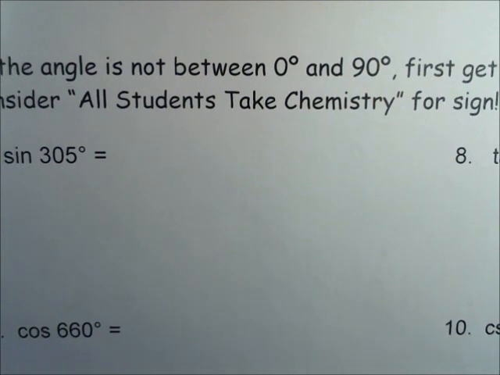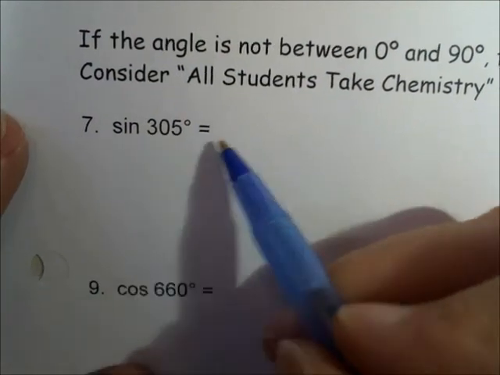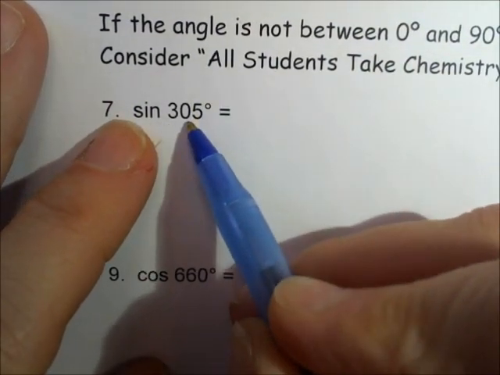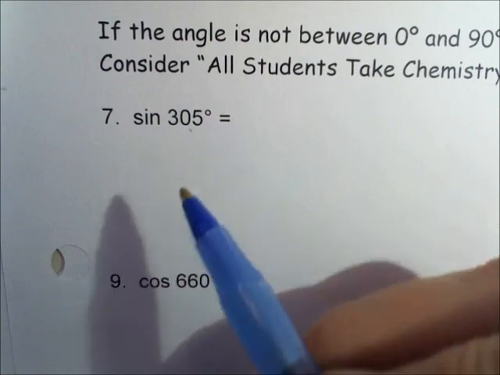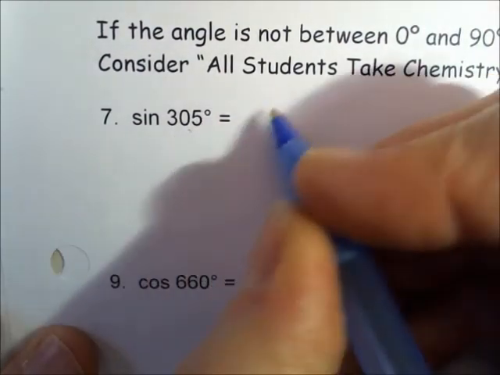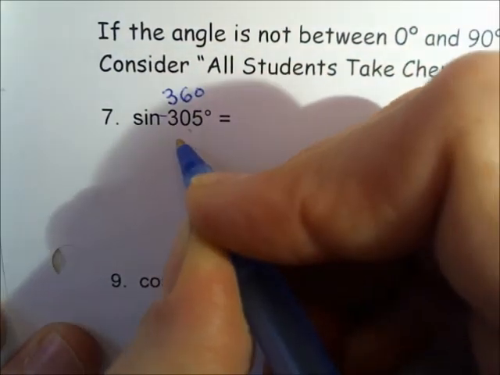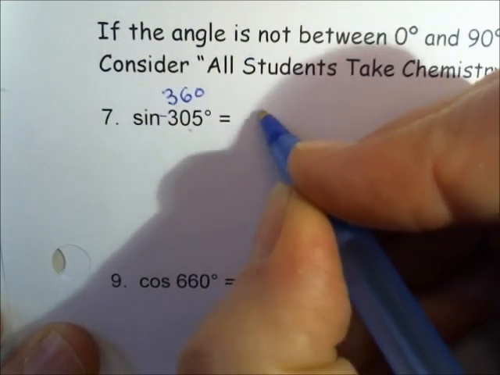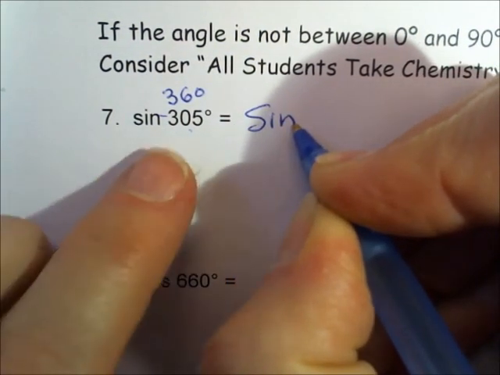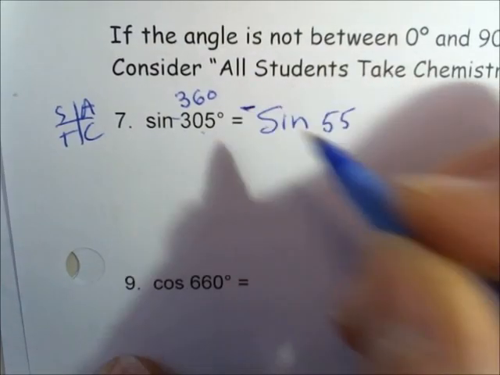And then the other twist that you have with these problems is sometimes you have an angle that is not between 0 and 90. So like there's no complementary angle to 305. He's just too darn big. So what we're going to do is we're going to get a reference angle for this. So the sine of 305, well, that's a quadrant 4 angle. So we're going to just subtract 360 minus 305. Sine of 305 is the same thing as the sine of the reference angle, which is 55. Oh, but in quadrant 4, all students take chemistry, says it's negative. So negative sine of 55.